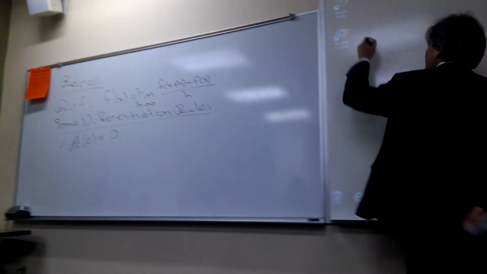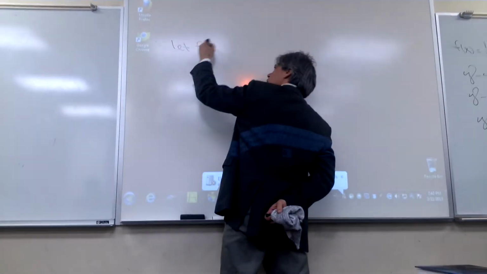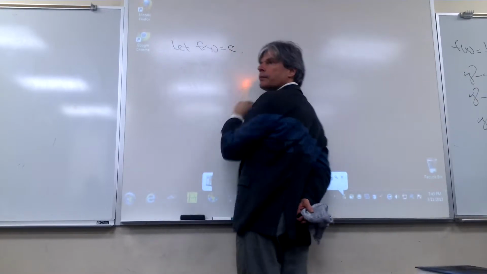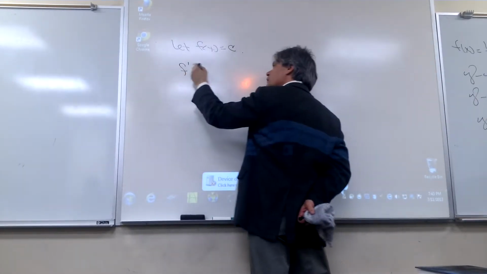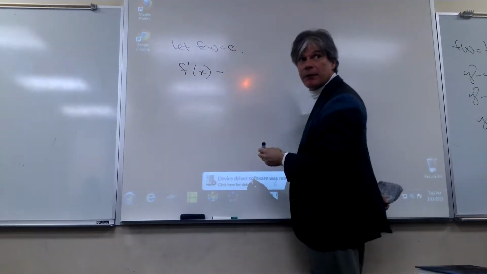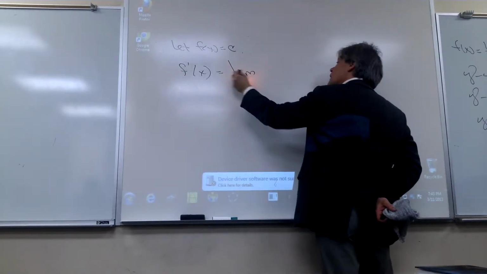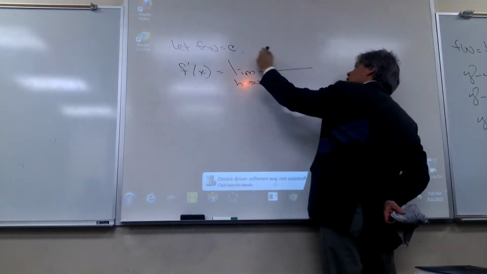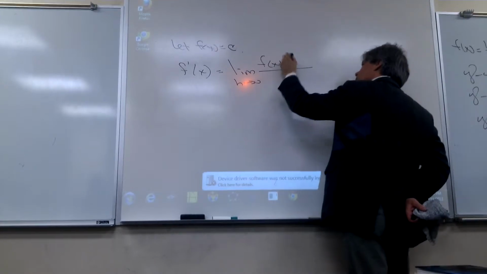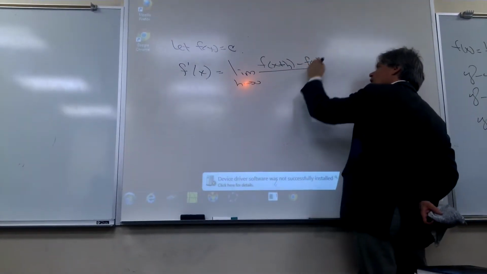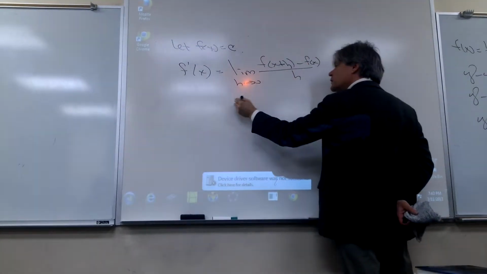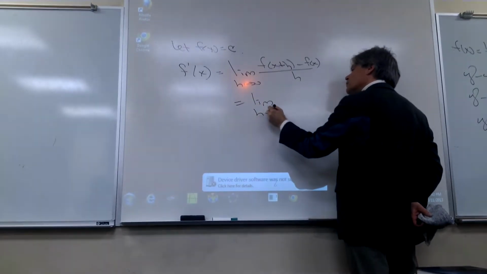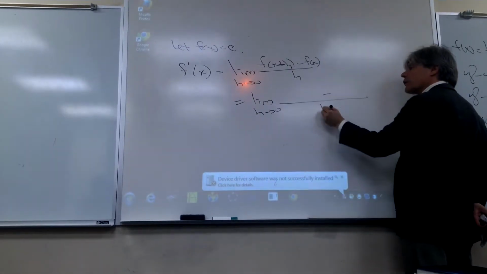To prove it, let's assume I have a function f whose output is a constant. Using my definition of the derivative function, let's find f prime of x. I think f prime of x is nothing more than the limit as h goes to 0 of f of x plus h minus f of x, all over h. But this is simply the limit as h approaches 0 of the difference of two things, all over h.